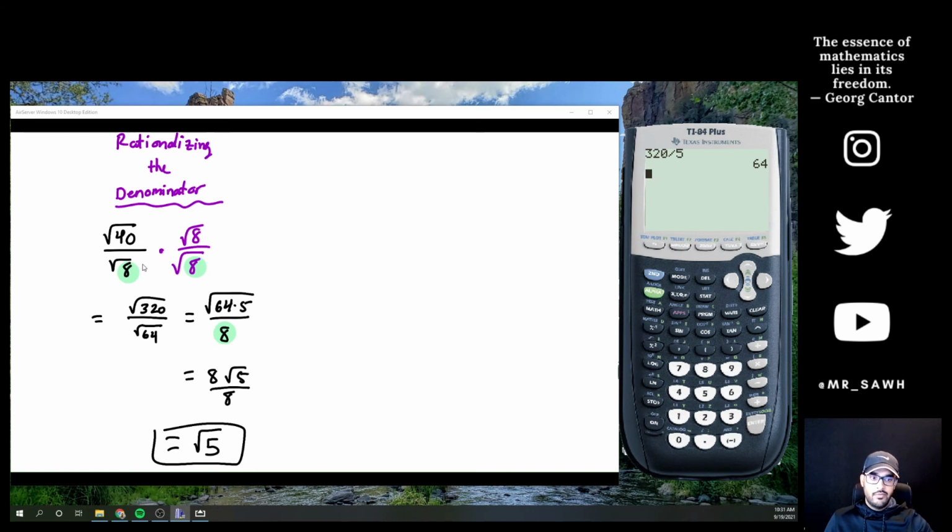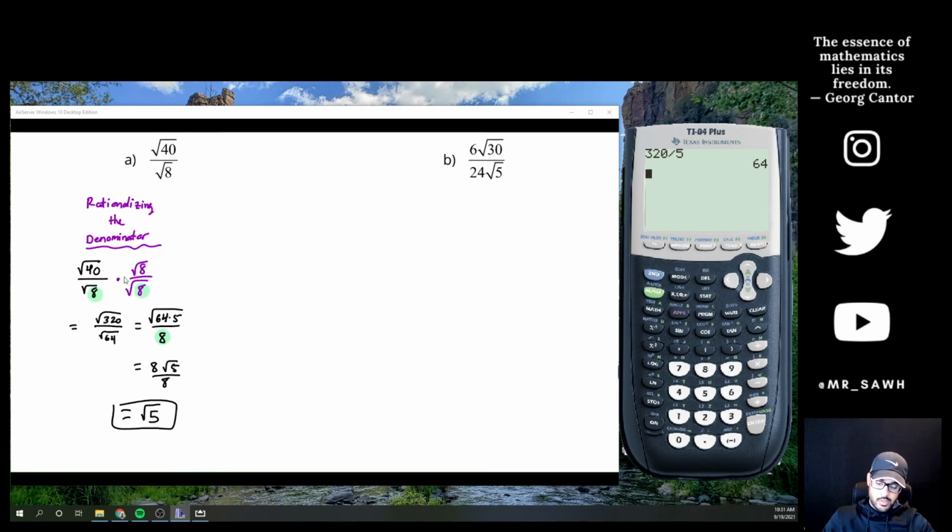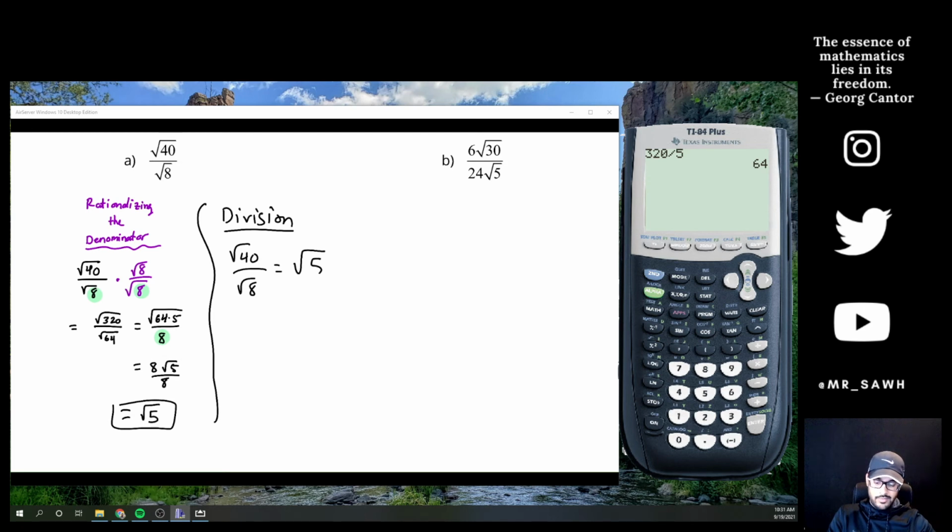And it's helpful if those two numbers that are your radicands don't divide with each other right off the bat. With this one, however, if you recognize that 40 divided by 8 is 5, so here's the original question again. If you just divide them, 40 and 8, you get 5.